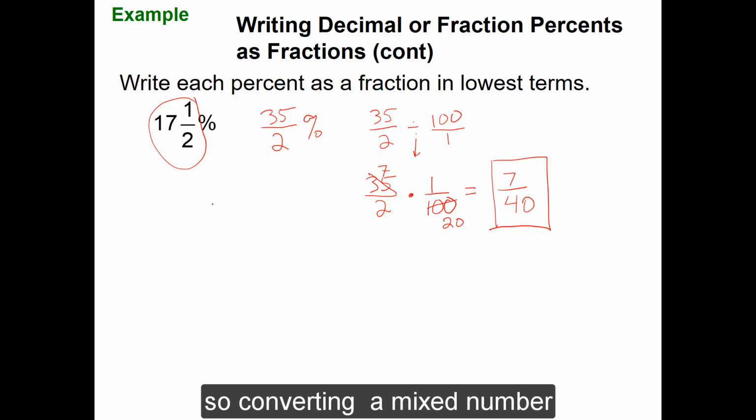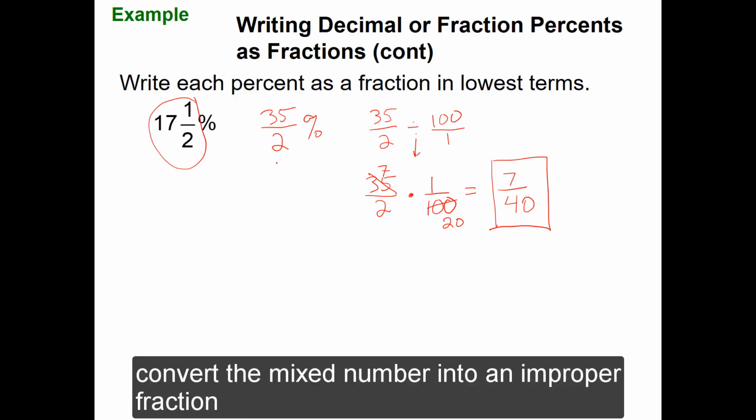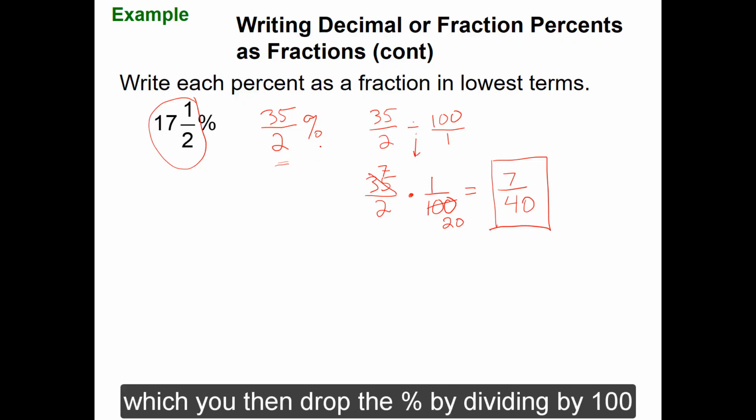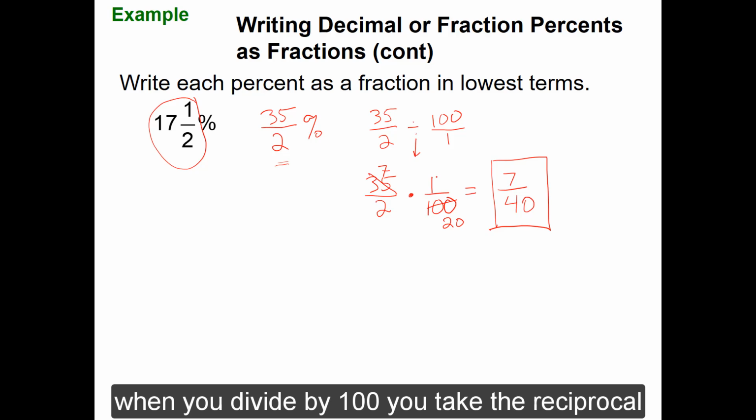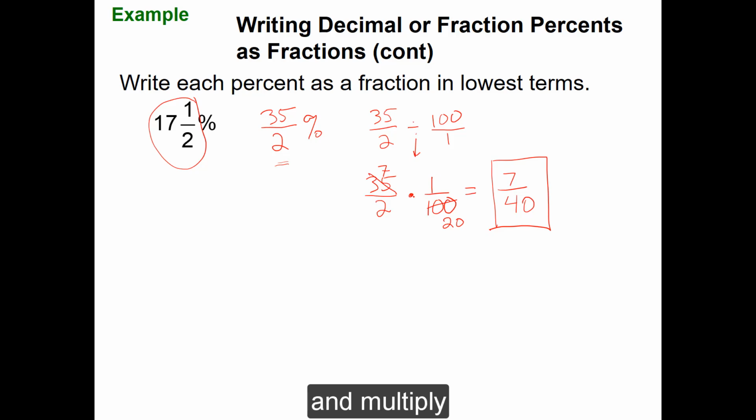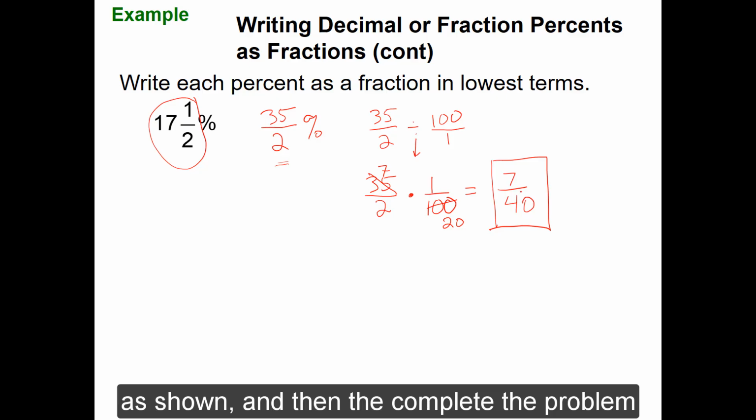So converting, again, a mixed number into a fraction. Step 1, convert the mixed number into an improper fraction, which you then drop the percent sign by dividing by 100. When you divide by 100, you take the reciprocal and multiply as shown, and then you complete the problem.